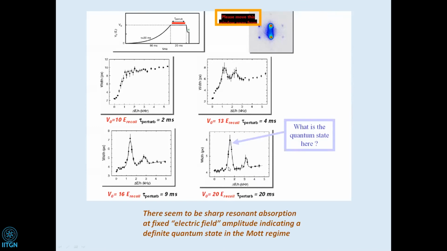So there seems to be a sharp resonant absorption at fixed electric field amplitude, which indicates a definite quantum state in the Mott regime. And there was a theoretical question of what this state is and what the experiment is exactly seeing. Okay, so is this experimental description clear? You know what they are measuring and everything.